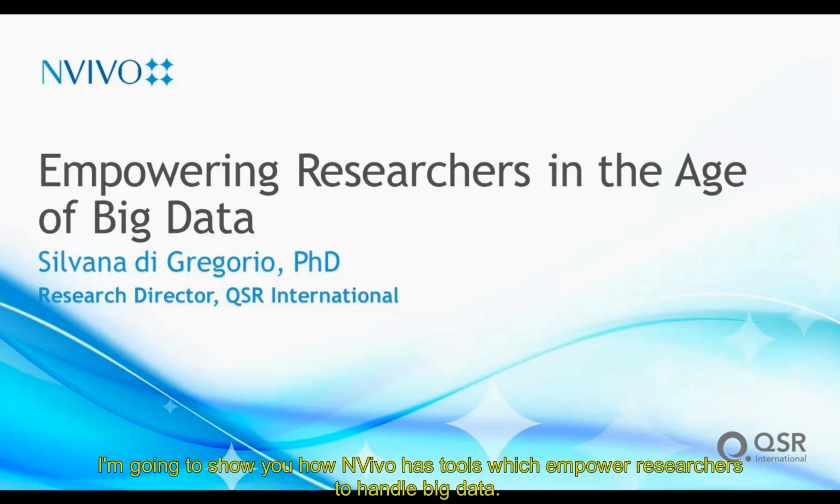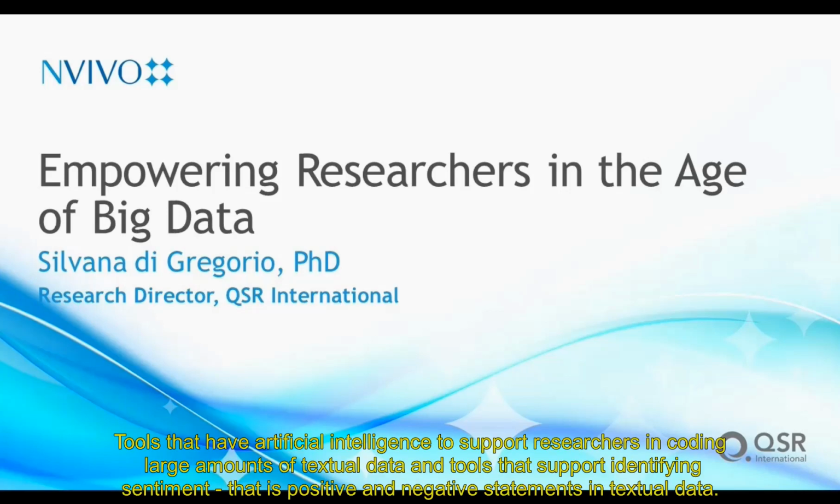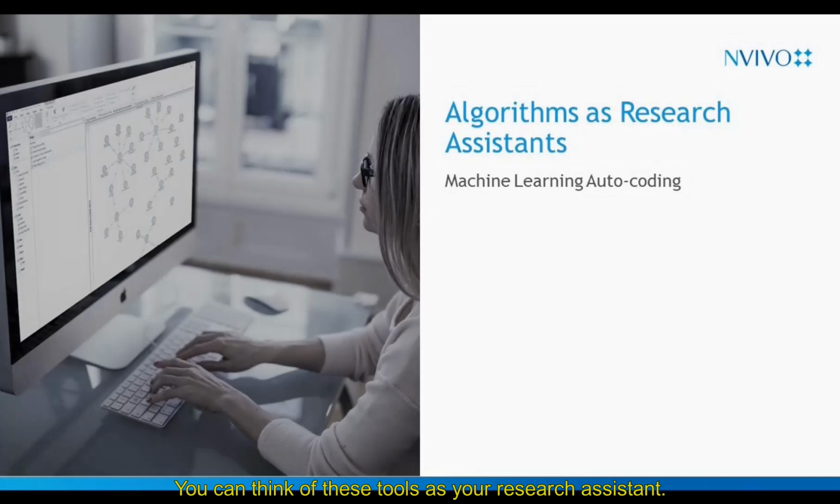I'm going to show you how NVivo has tools which empower researchers to handle big data. The tools that support the analysis of large amounts of text can be classified as two types. Tools that have artificial intelligence to support researchers in coding large amounts of textual data, and tools that support identifying sentiment, that is, positive and negative statements in textual data. You can think of these tools as your research assistants.